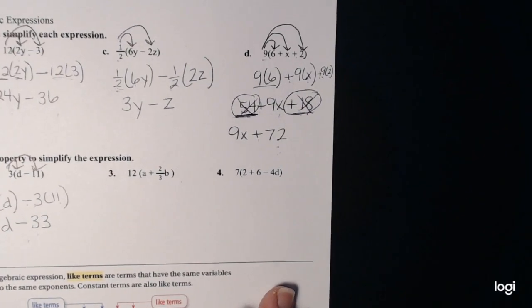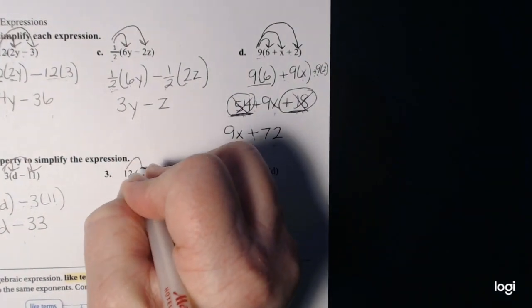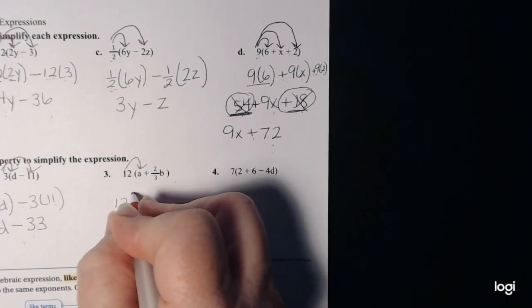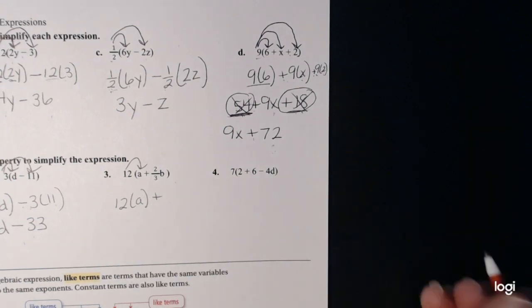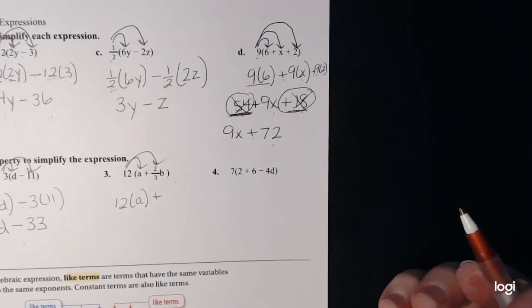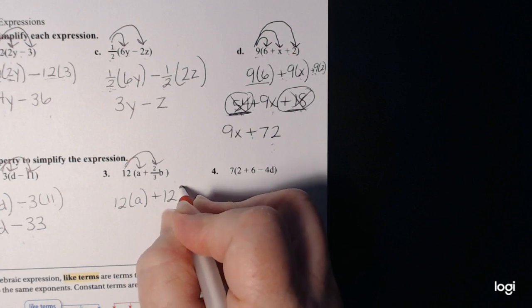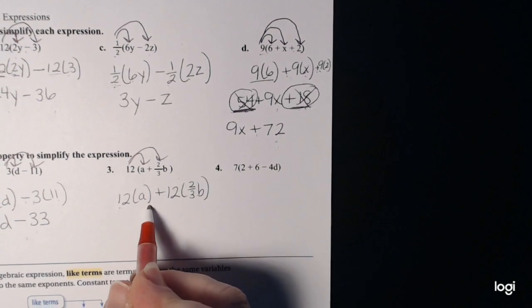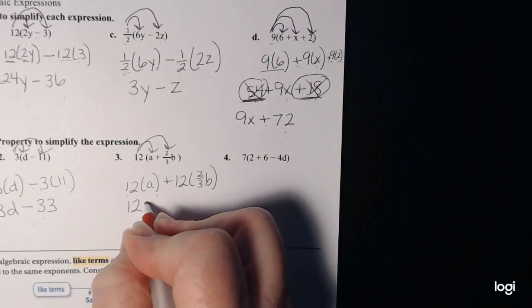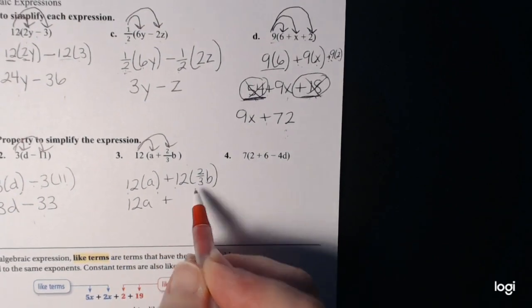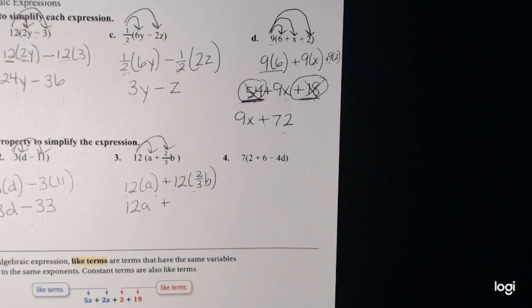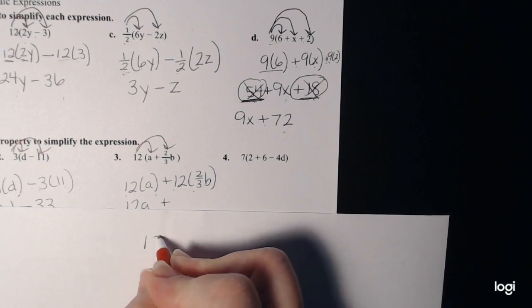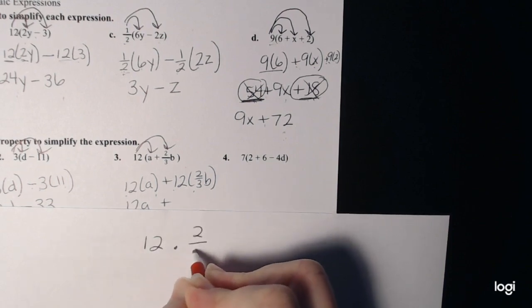All right, let's look at number 3. Let's distribute 12 times A. 12 times A is 12A. Plus distribute 12 times 2/3 B. Now I have to take 12 times 2/3 B. Now for me, I'm probably either going to use my marker board or scrap piece of paper to make sure I do it correctly. So I'm going to take 12 times 2/3.